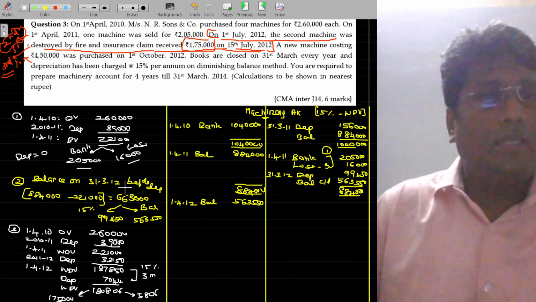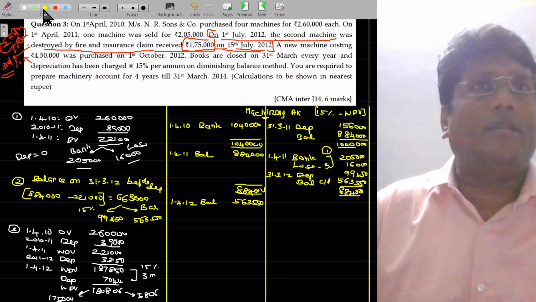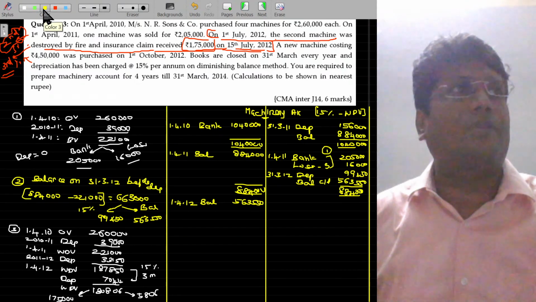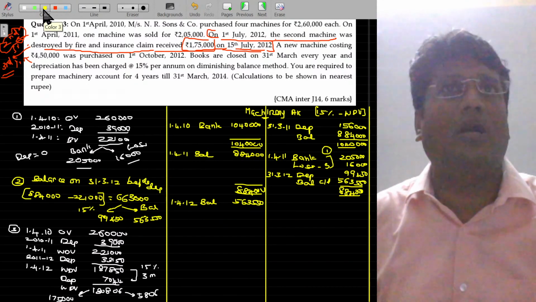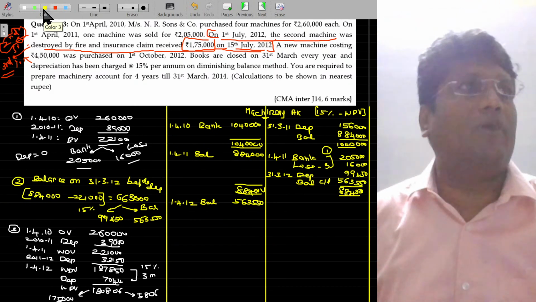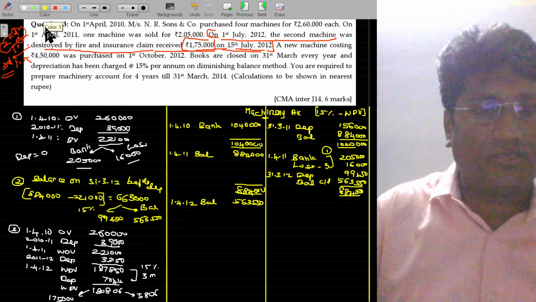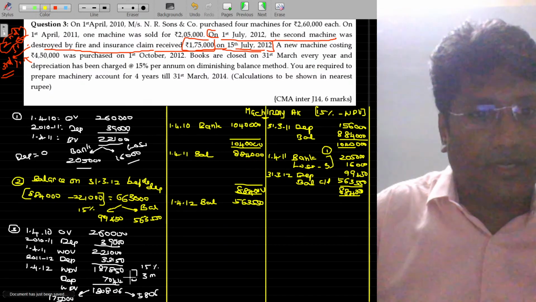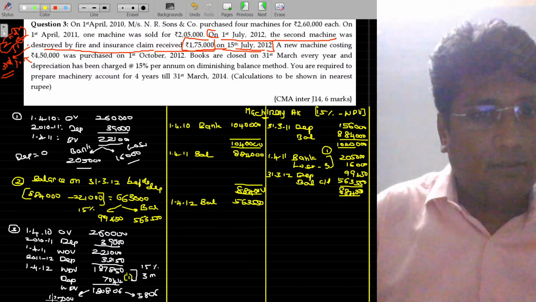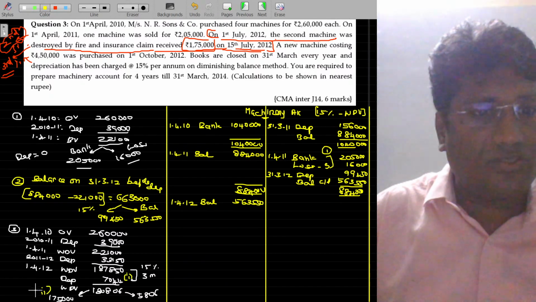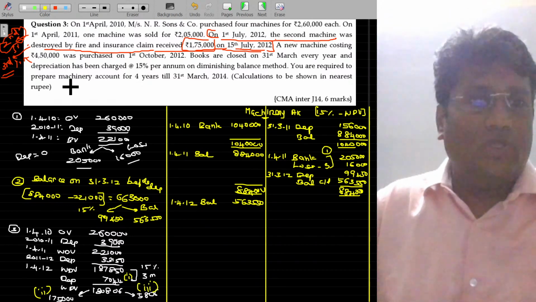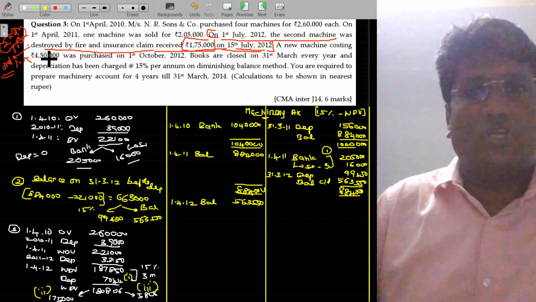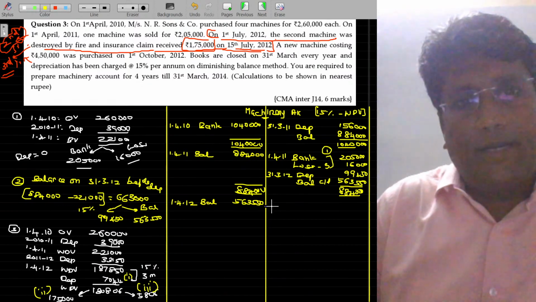Is that clear? Now I am going to record 3 items. Whenever the asset is sold, you have to keep 3 items in your mind. Depreciation for the year up to the date of sale. Next, amount collected. Third, any profit or loss. So these are the 3. Here there is a loss. So I am going to incorporate all the 3. So this is 1. This is 2. This is 3. Okay. Now, all the 3 are going to be posted only in the credit side.